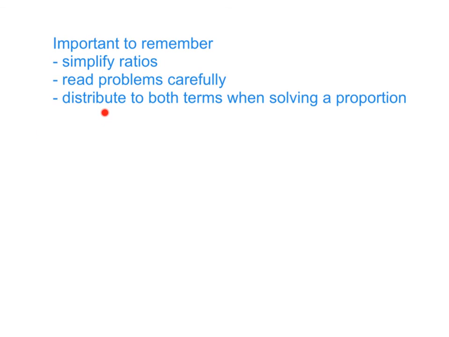When you have a proportion and you have one term that you have to multiply by 2 terms, make sure you distribute to both terms when solving a proportion. That concludes our Unit 6, Day 1 lesson. At this time, you're ready to complete the problems on page 1 and 2.